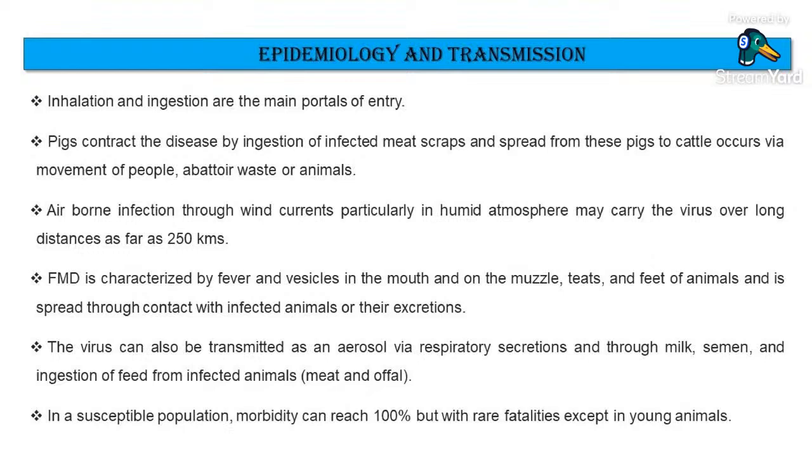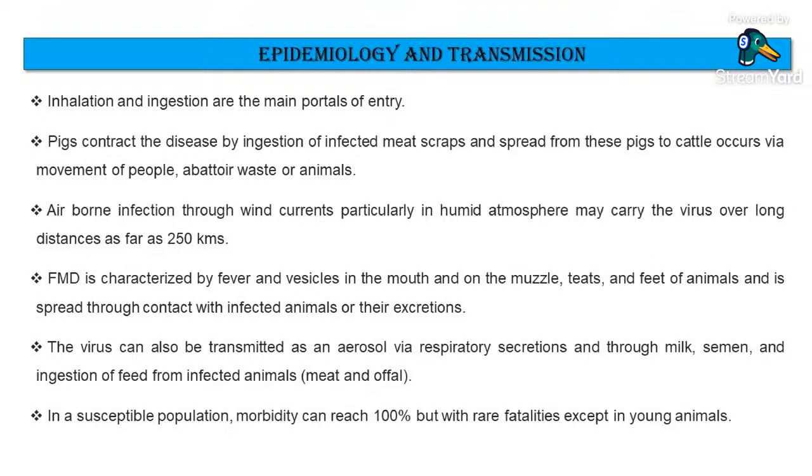The main portals through which it gets entry into the body are the inhalation and the ingestion of the virus. Next are the pigs, which contract the disease by ingestion of infected meat scraps, and spread from these pigs to cattle occurs by movement of people, abattoir waste, or animals. The pigs are the disseminating animals which disseminate the virus very quickly. So from pigs, the virus gets very quickly disseminated to other healthy cattle or other healthy pigs.